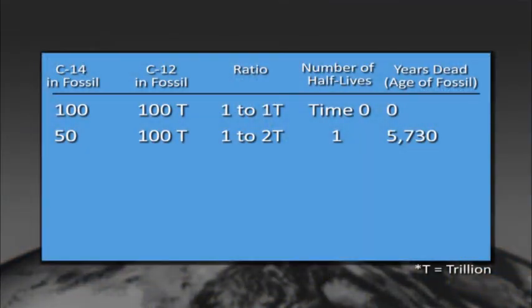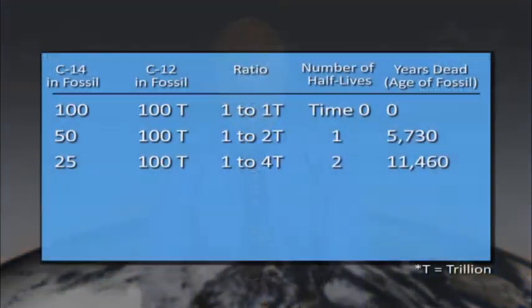Now suppose we find another fossil and it only contains 50 carbon-14 atoms in it. And we have still 100 trillion carbon-12 atoms. Remember, the carbon-12 does not change. It stays the same. So 50 carbon-14 atoms, 100 trillion carbon-12 atoms. That would be a ratio of 1 carbon-14 atom to 2 trillion carbon-12 atoms. So the ratio is 1 to 2 trillion. That means the number of half-lives that have expired is 1, meaning that creature has been dead for about 5,730 years.